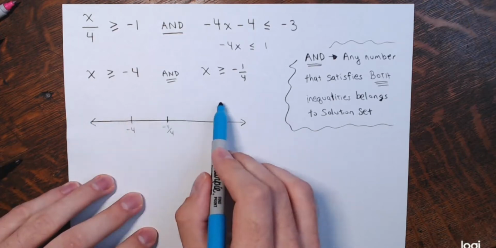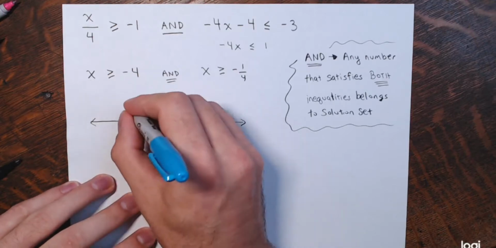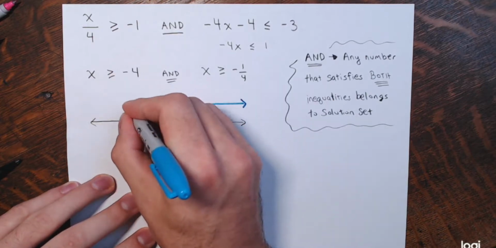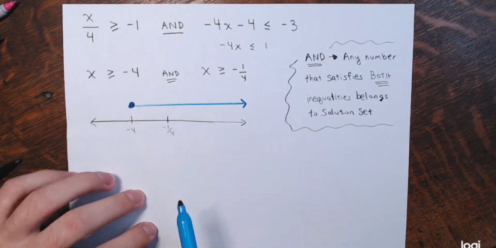Above the line, I'll put the graph of the first inequality. X is greater than or equal to negative 4. So that's all these numbers to the right of negative 4 and including negative 4. Right? So a bracket there or a closed point. So there's the first inequality.